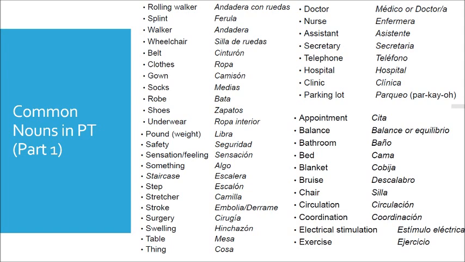Things like, also talk a little bit more about assistive devices after, but rolling walker, andadera con ruedas, splint, férula, something like a step would be escalón, a whole staircase would be escalera, table, mesa, if I'm asking them to go on and off the table, electrical stimulation, estimulación eléctrica, exercise, ejercicio.